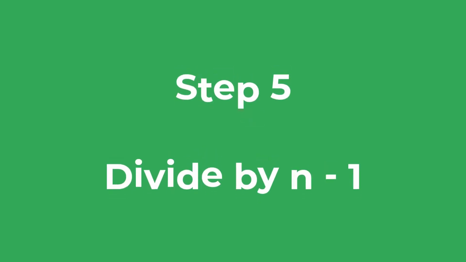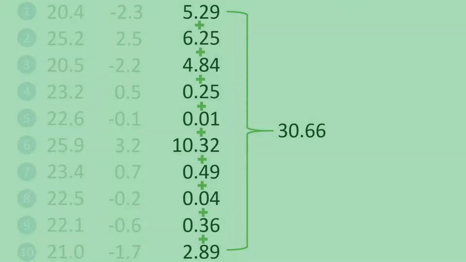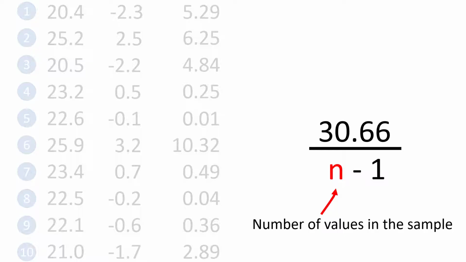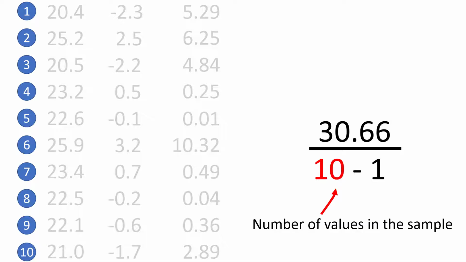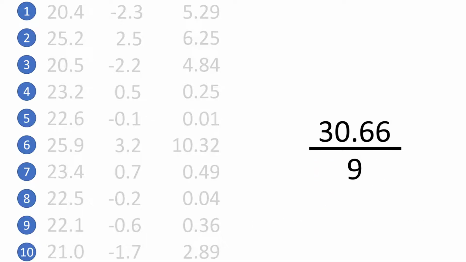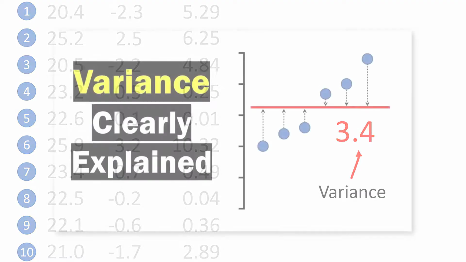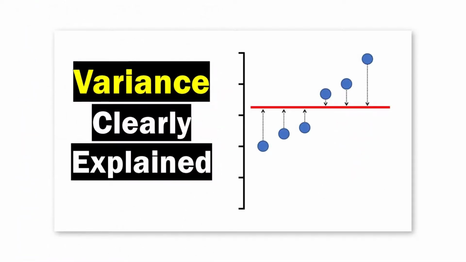The next step for calculating the standard deviation of a sample is to divide this value by what is known as n subtract 1. N in this case is the number of values you have in the sample. In other words, the number of dogs for my example. Again, this is 10. So 10 subtract 1 is 9. This means I need to do 30.66 divided by 9. And if I do this, it gives me a value of 3.4. This value right here is actually known as the variance. And if you want to learn more about variance, then I suggest that you check out this video.